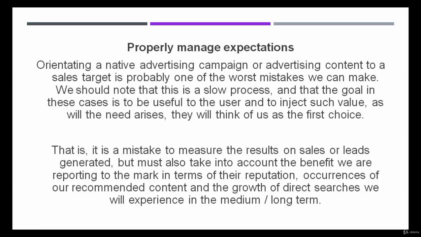Orienting a native advertising campaign or advertising content to a sales target is probably one of the worst mistakes we can make. We should note that this is a slow process and that the goal in these cases is to be useful to the user and to inject such value. As the need arises, they will think of us as the first choice.